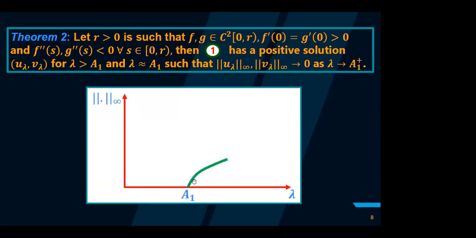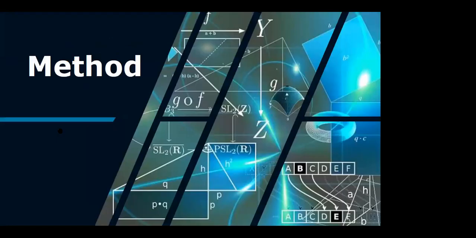Here is an expected bifurcation curve. So we have a branch of the bifurcation diagram which is coming down to the trivial branch at A1. That's one bifurcation result that we proved.